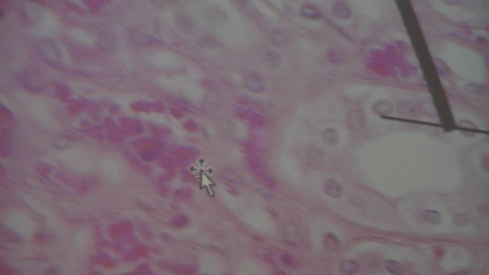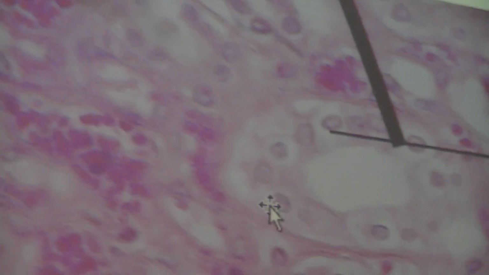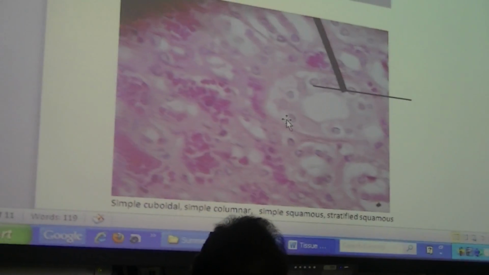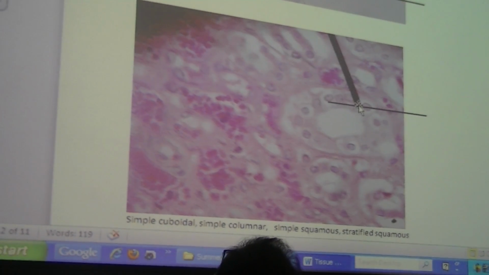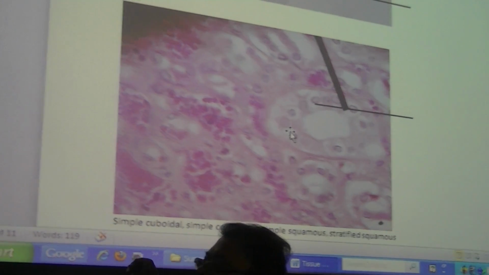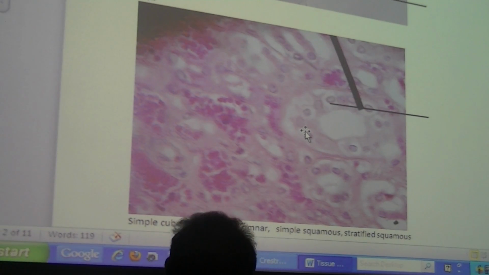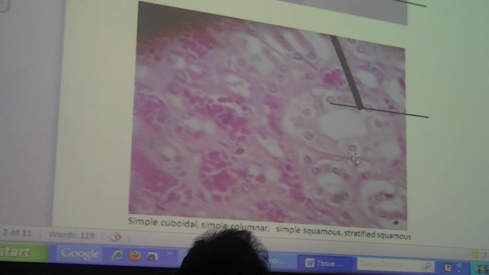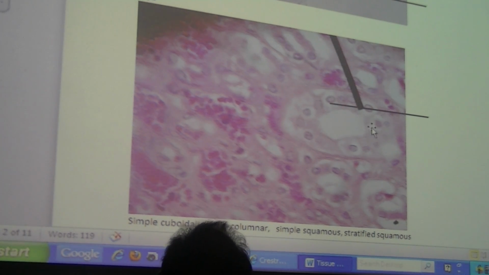Then, looking at this slide, this is simple cuboidal epithelium, and these cells make the kidney tubules, or the tubes inside the kidney. They are called simple cuboidal because each cell looks like a cube of ice. And here is where the urine passes through. So these are the kidney tubules, simple cuboidal epithelium.